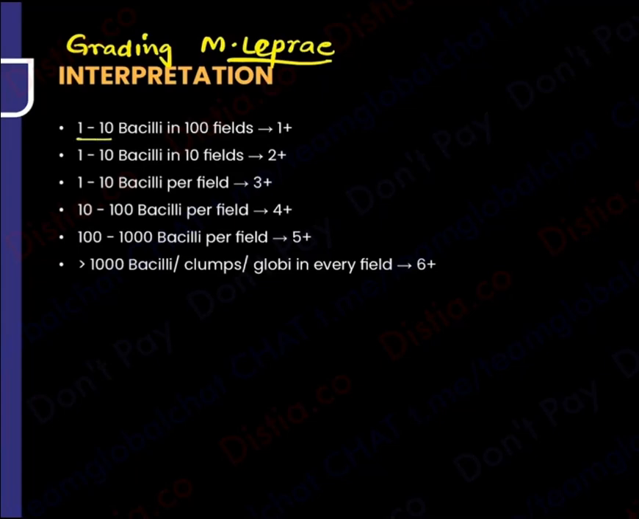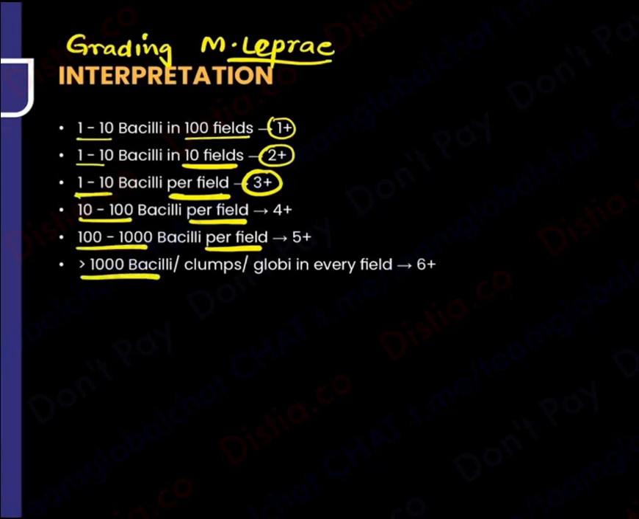If you see 1 to 10 bacilli in every 100 fields, then 1 to 10 bacilli in every 10 fields, or if you start seeing 1 to 10 bacilli in every field, so first you are decreasing the fields. If it is seen in 100 fields, it is just 1 plus. You started seeing it in 10 fields, means it's more, 2 plus. If you started seeing bacilli in every field, it's 3 plus. Now you have come to every field. Now start increasing the bacilli from 1 to 10, make it 10 to 100, make it 100 to 1000, or make it more than 1000.